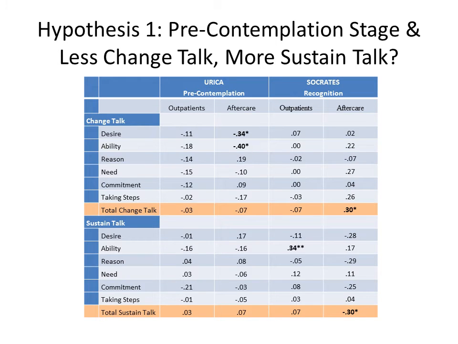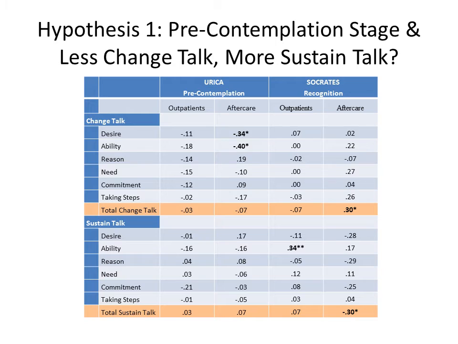The results from our first hypothesis are presented in the table below. Our first hypothesis stated that we believed pre-contemplation would be associated with less change talk and more sustained talk. The results are presented here as a full correlation table, but the attention should be drawn to the rows that are in orange, which correspond with this specific hypothesis.